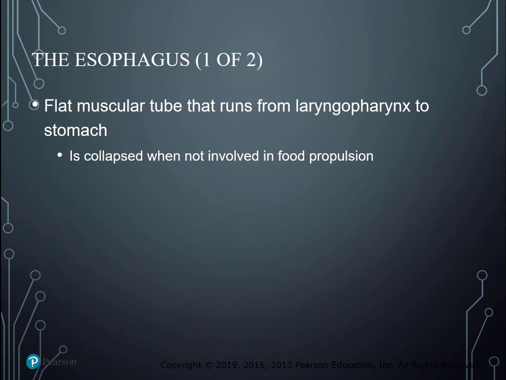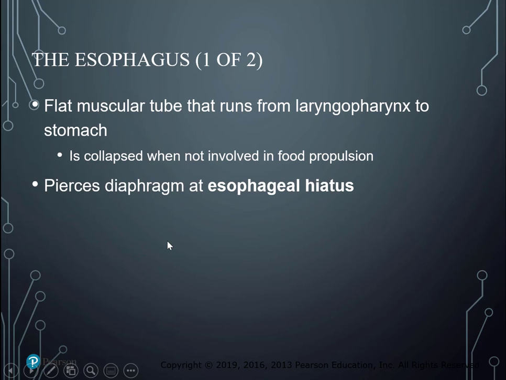So the esophagus now, next to the pharynx, distal to the pharynx, you have the esophagus, which is a flat muscular tube that runs from the laryngopharynx to the stomach. The esophagus is pretty much collapsed when it's not involved in food propulsion. It pierces right through the diaphragm at the esophageal hiatus.